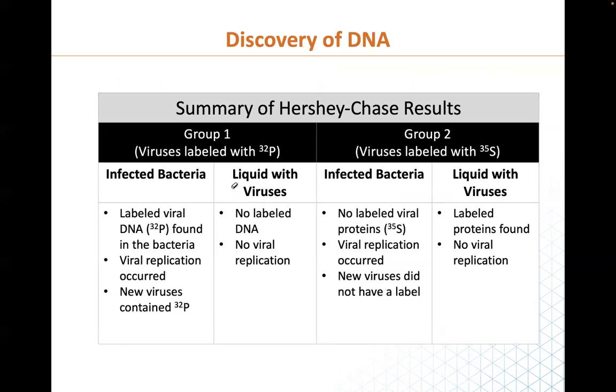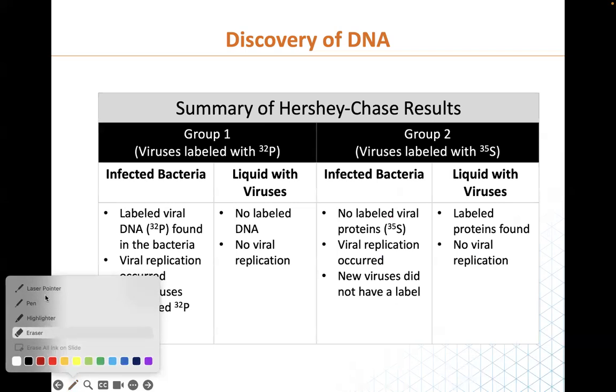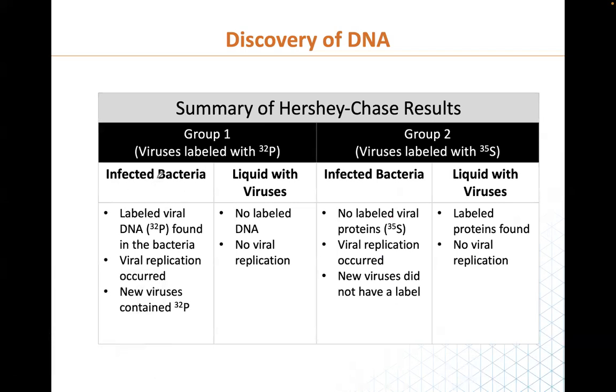So the summary from the test is the virus labeled 32P. In the infected bacteria, the labeled viral DNA was found in the bacteria. So the viral replication actually happened too. There was replication of new viruses in the bacterial DNA. So the new viruses contain phosphorus 32 inside them. That means they already incorporated it into them.